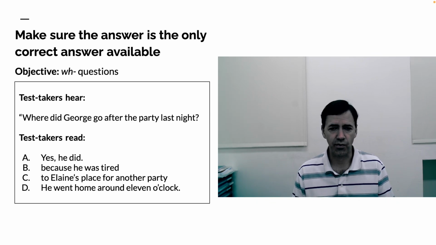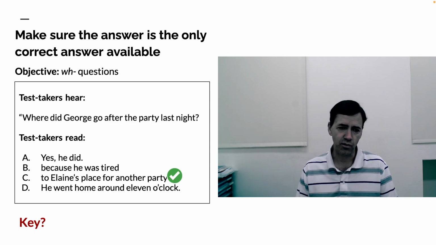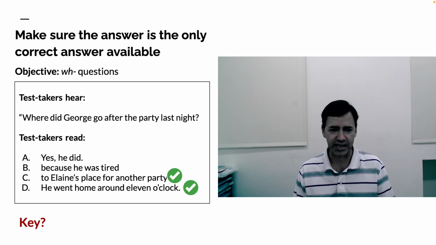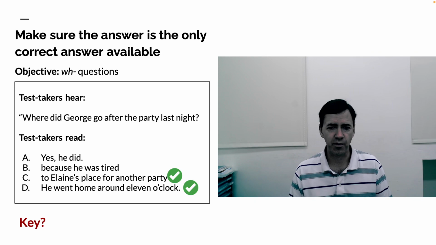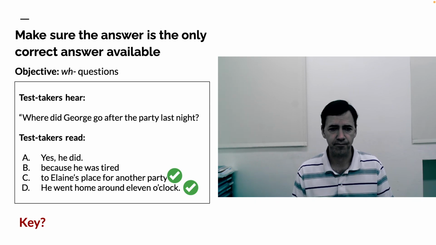Okay, so let me go through it again. So what's the key here? What's the answer? Well, we know from the first time, where did George go after the party last night? The answer was to Elaine's place for another party. But let me ask you a question. How about D? If I asked you, where did George go after the party last night? He went home around 11 o'clock.